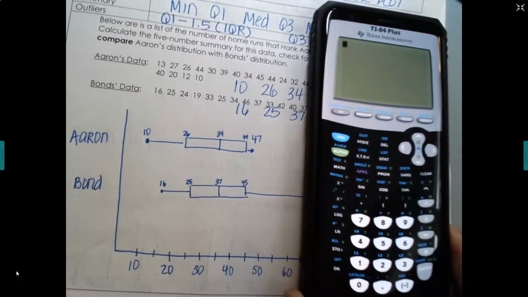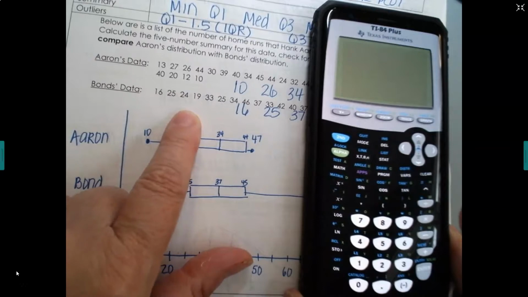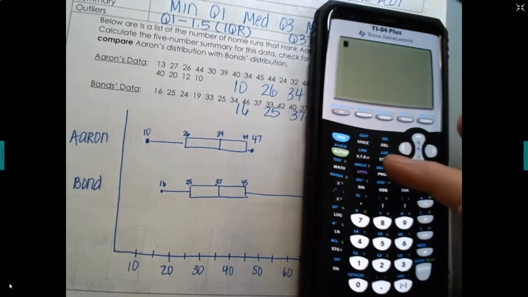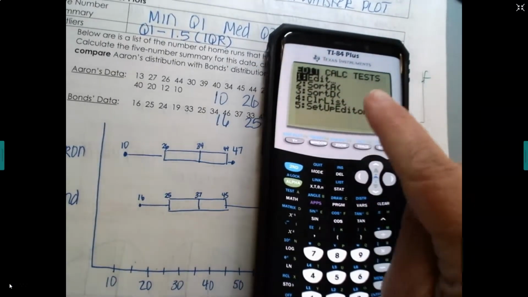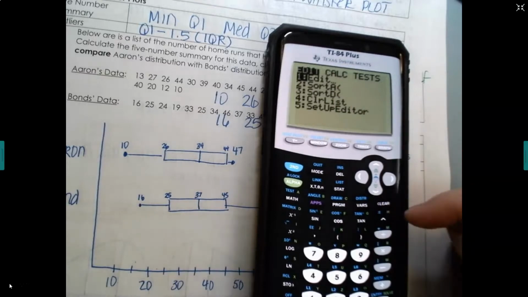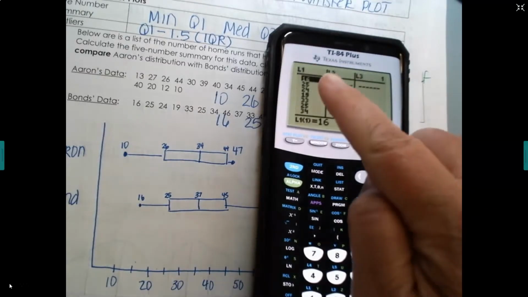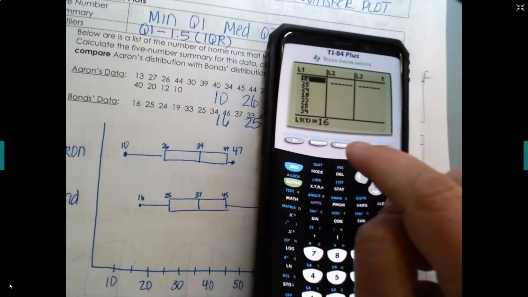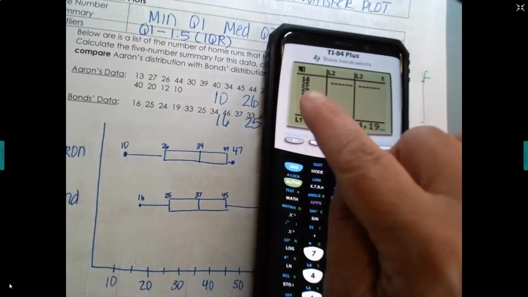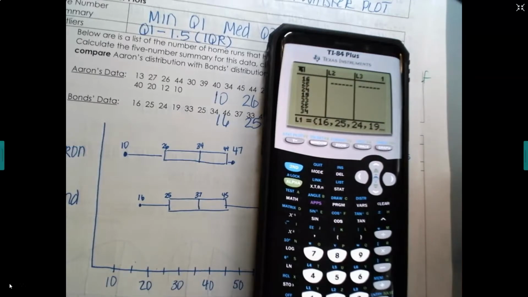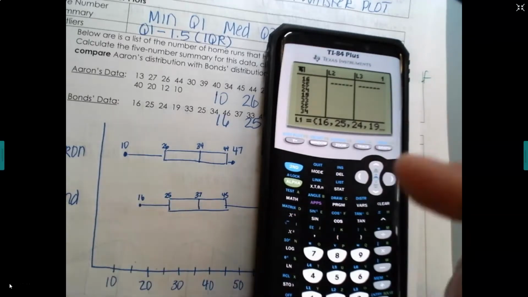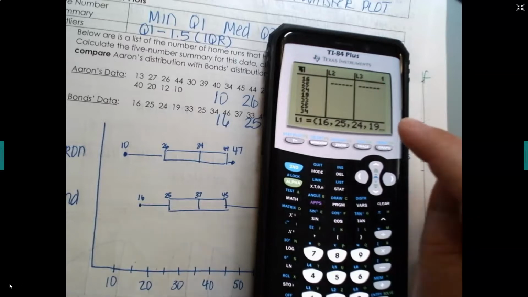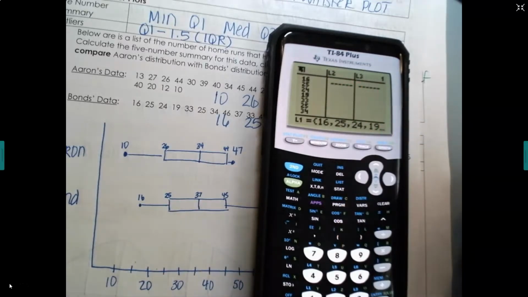So I'm going to show you how to put this in. I'm going to use Barry Bonds data here. All right, we'll go Stat, and it brings up this menu that says Edit, Calc, and Test. Right now we're just going to go into Edit. So we press Enter. I already have the data in here, but if this is not the data that you need, you would just up arrow until L1 for list 1 is highlighted, and you'd press Clear and Enter. And then you could put each piece of data in, so you'd put the number, Enter, so it would shift down to the next line. Okay, so this is all Barry Bonds data.